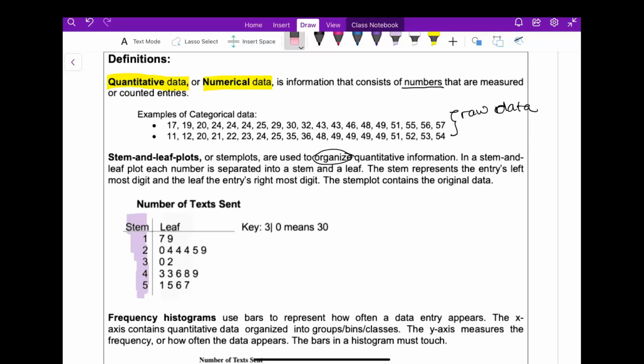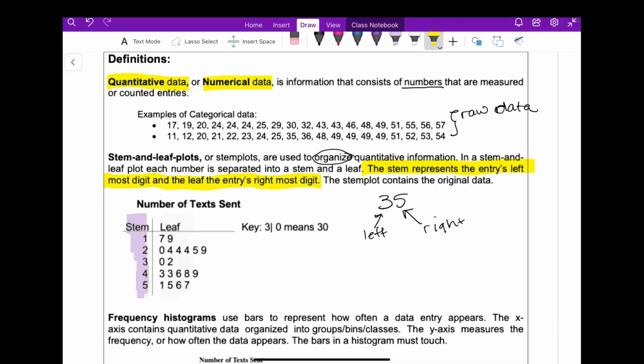The stem represents the entry's leftmost digit, and the leaf the entry's rightmost digit. The stem plot contains the original data. Oh, that is a lot to unpack. All right, I'm going to give you a number, and I'm going to tell you that this is the left and this is the right. You're thinking, duh, well, of course it is. But that's what that means, right? Where it says right here, the stem represents the entry's leftmost digit and the leaf the entry's rightmost digit.